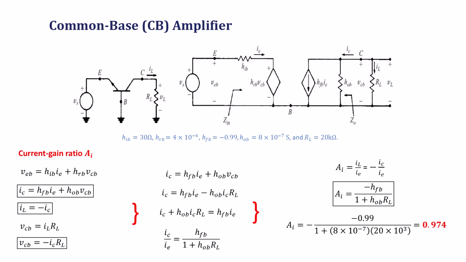Notice that this is less than 1. The common base configuration does not provide current gain. In fact, it slightly attenuates the current. That's an important defining characteristic of this configuration.